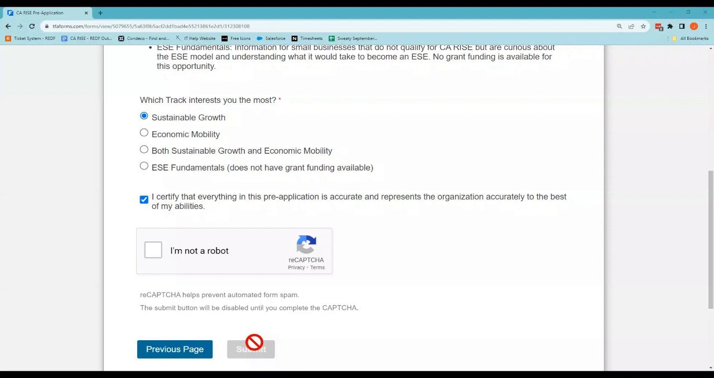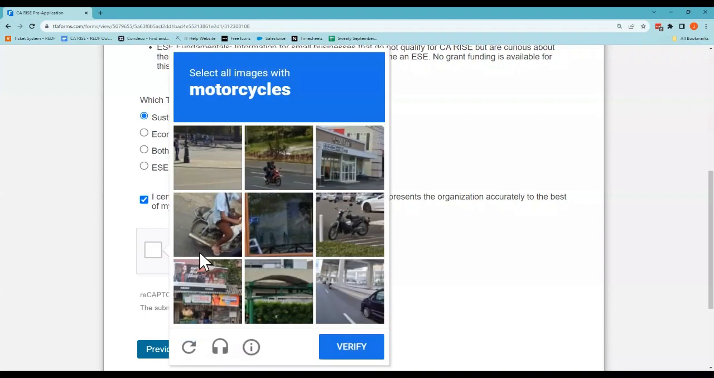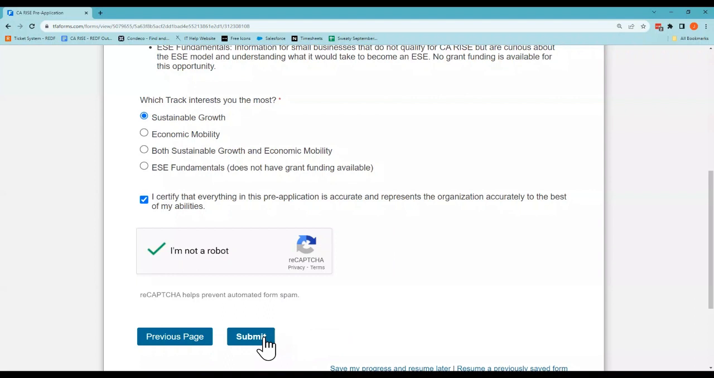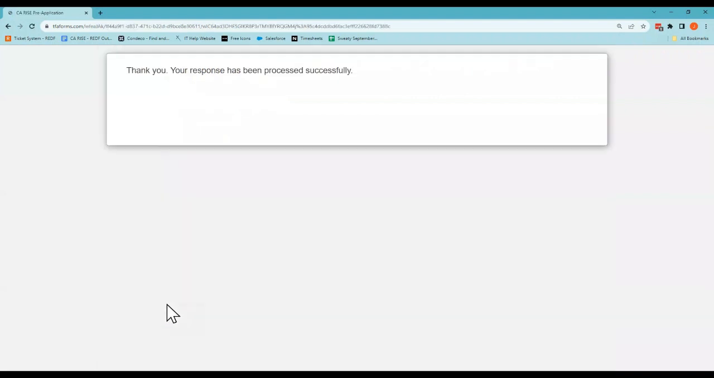Questions with a red asterisk indicate a required response. Once you have answered all the questions in the pre-application, a box will appear that confirms you are not a robot, and once confirmed, the submit button will become blue and active. Please hit submit, and you will receive a thank you.